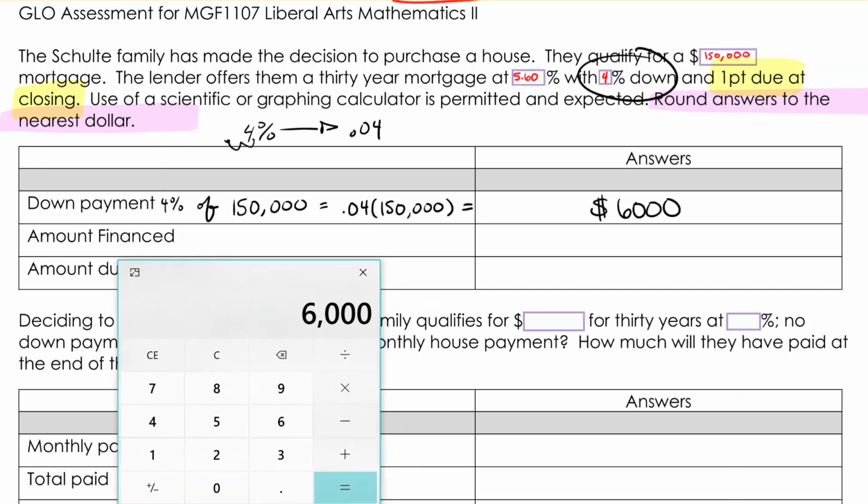Next up is the amount financed. What the amount financed is saying is, if we put $6,000 up front, how much is the loan actually for? And to find the amount financed, it's always the mortgage amount that they're qualified for minus the down payment. So in our case, since we're putting $6,000 down, we need to take that away from the $150,000 originally in the loan. And that would be the amount financed: $144,000.